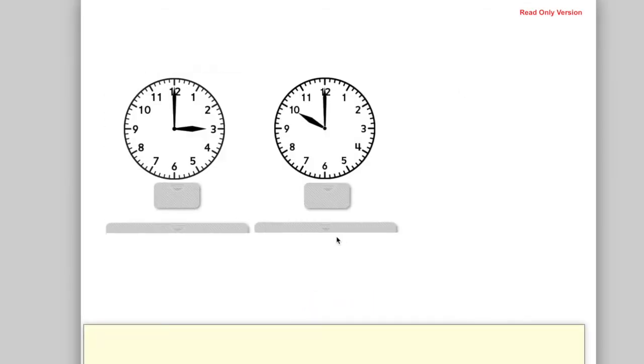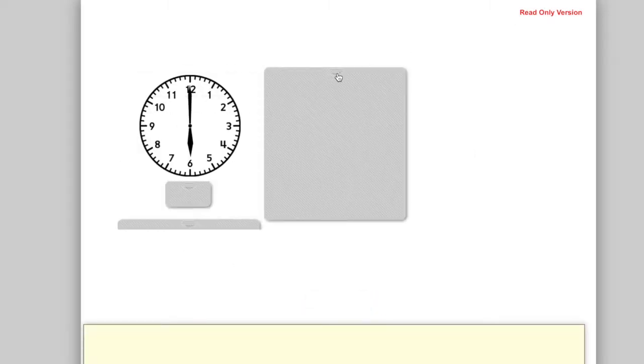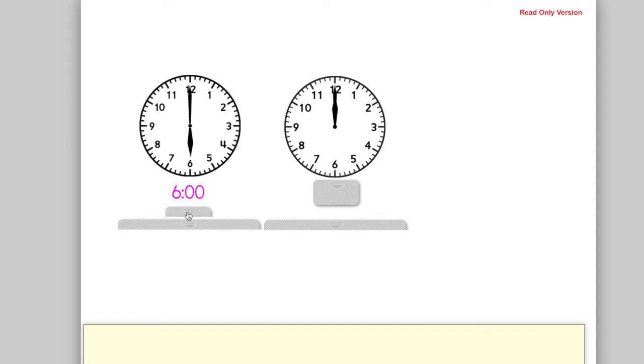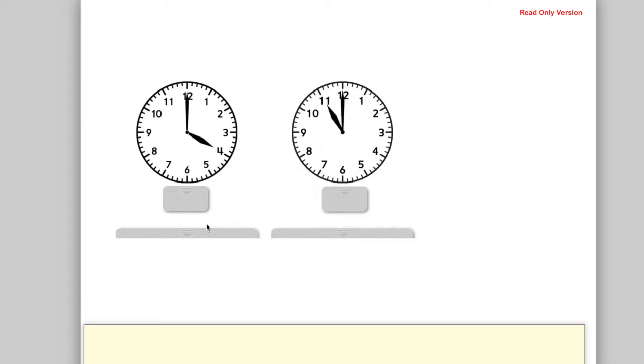All right, now we can check your answers. So here, this is the first two clocks that you wrote down the time for. You should have written down 3 o'clock and 10 o'clock. On the next set of clocks, we saw 6 o'clock and 12 o'clock. You should have those in your notebook. And on the last set of clocks, we had 4 o'clock and 11 o'clock. Those should be the last two times in your notebook.